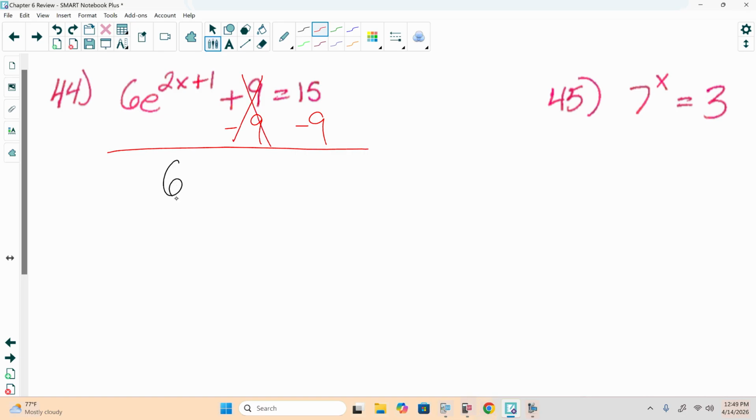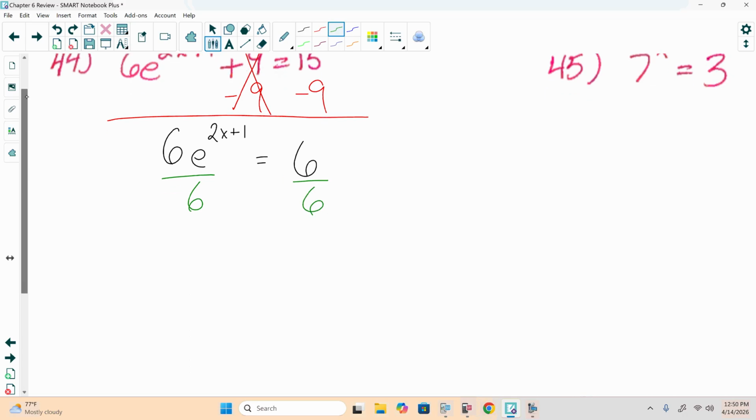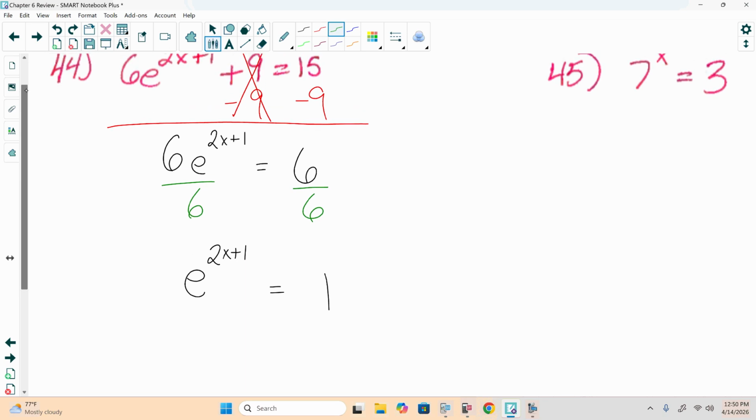leaving us with 6e to the 2x plus 1 is equal to 6. Now we still have that multiplication of 6, so to simplify it, we're going to divide both sides by 6, leaving us with e to the 2x plus 1 is equal to 1. We want to get that e by itself first. Now we're not so much concerned with the exponent because we're going to use logarithms to get the variable out of the exponent. Questions on how we got to this point so far?